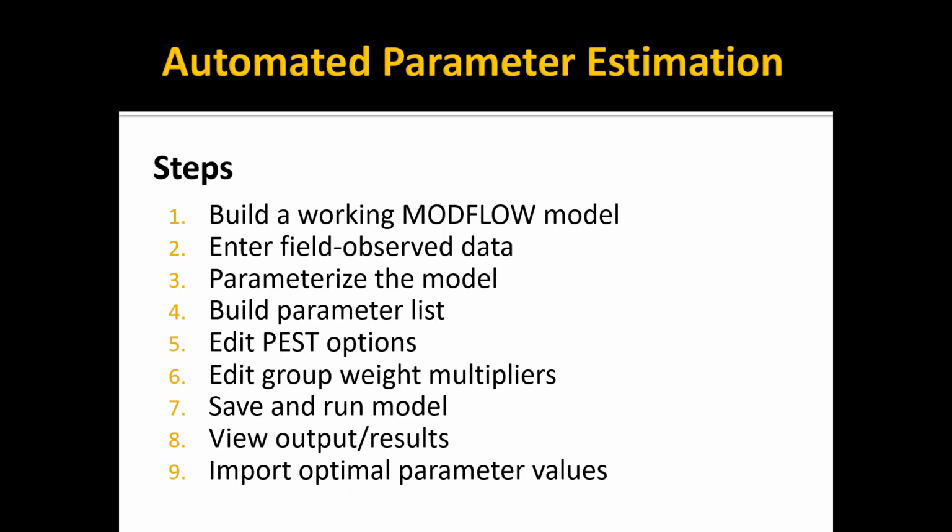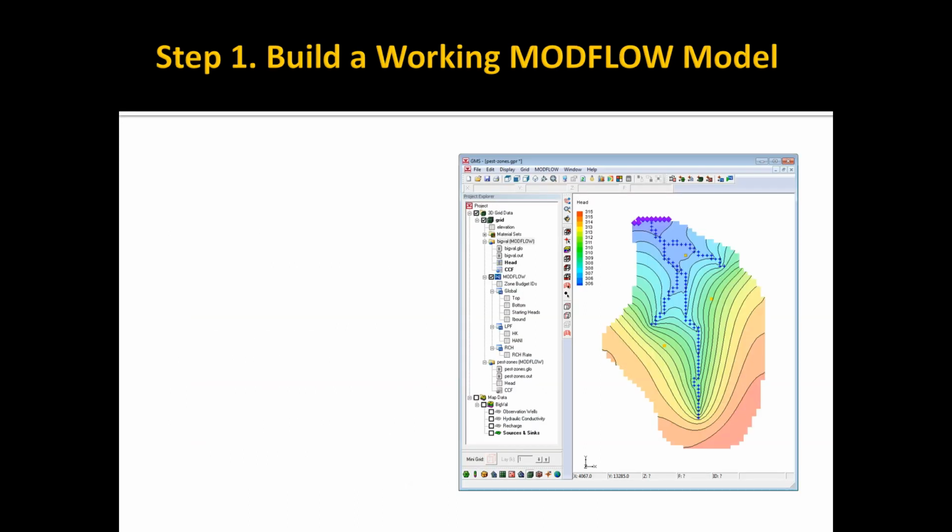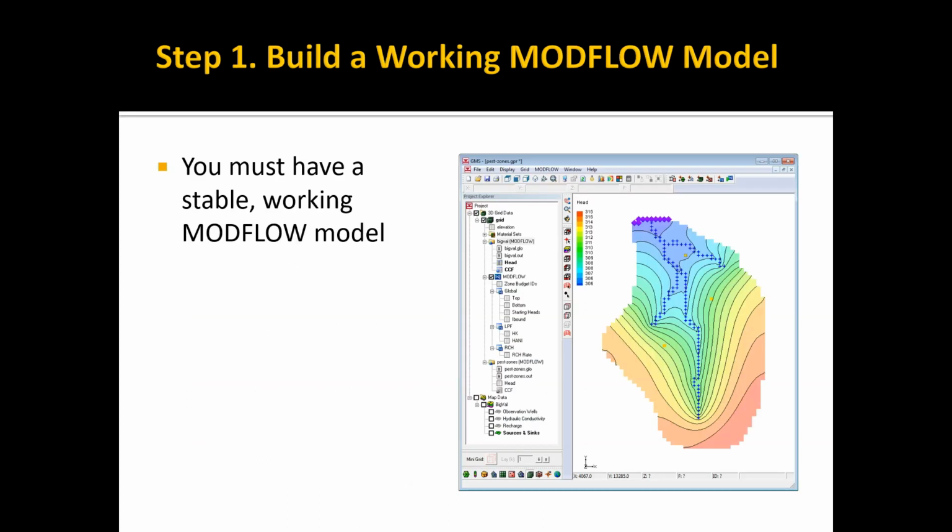Well, there are a number of steps involved in setting up and executing automated parameter estimation, and we are going to go through each of these 9 steps as part of this lecture. So step number 1, build a working MODFLOW model. You have to obviously have a stable working MODFLOW model. Now that may seem obvious, but I have seen cases where students would come to me and say, hey, I can't get PEST to run. And when I dove into it a little bit, I found out that the model itself wouldn't run with or without PEST. So you have to make sure your model's in good shape.